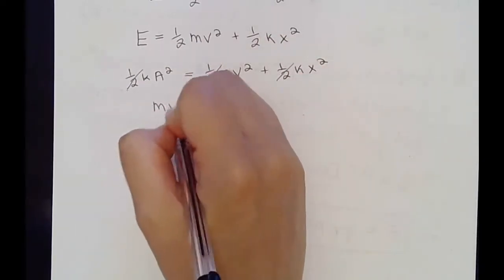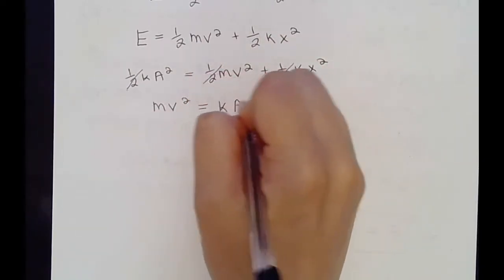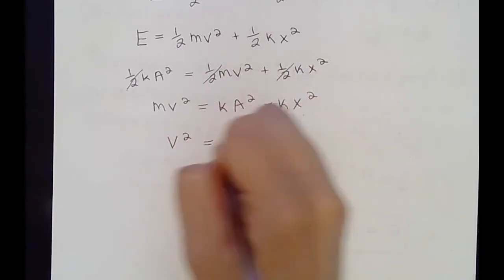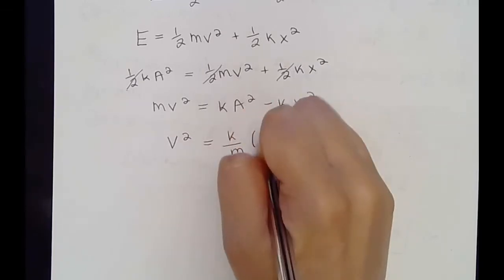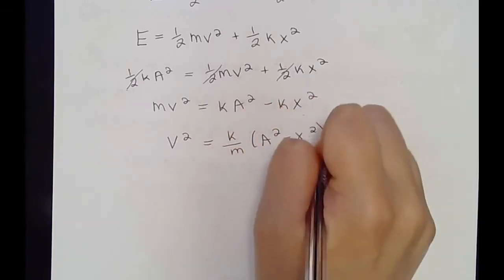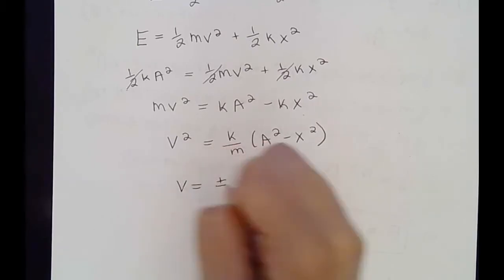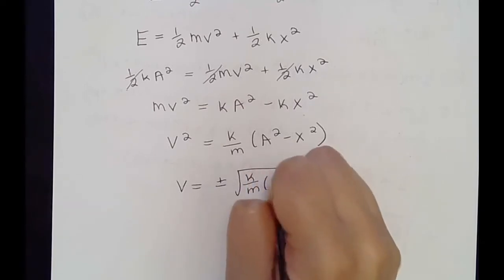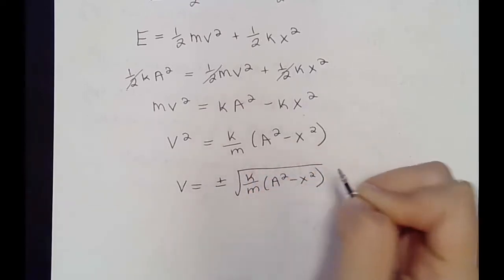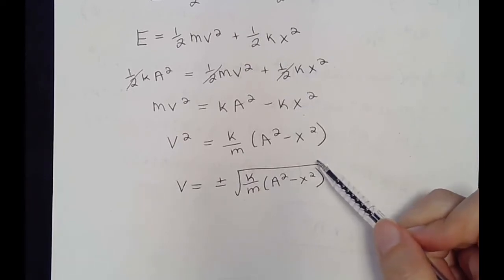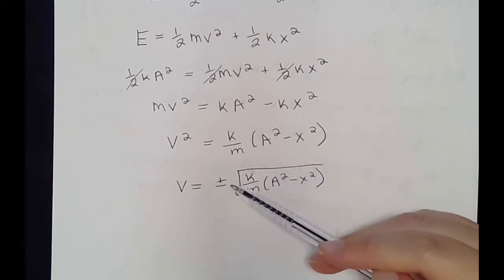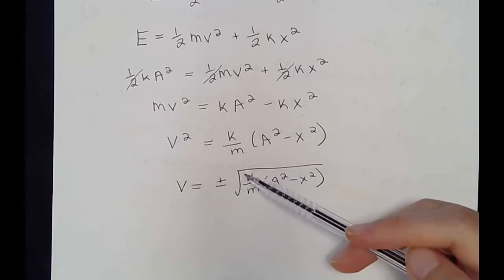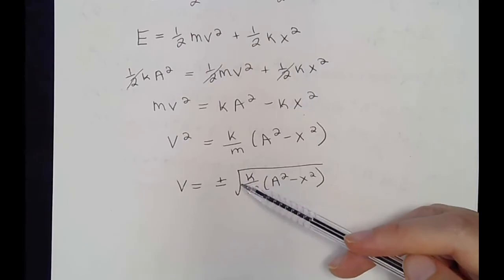And then I have mv squared equals ka squared minus kx squared. So we'll get v squared equals k over m, a squared minus x squared. So v will be plus or minus the root of k over m, a squared minus x squared. And then with that, you could solve for the speed. And it's giving us plus or minus, so actually it will give us the velocity as well, as long as you account for the sign and look at where it's moving at that position.